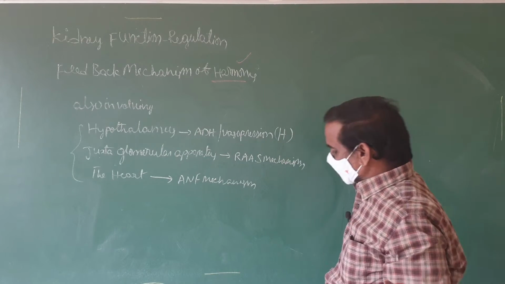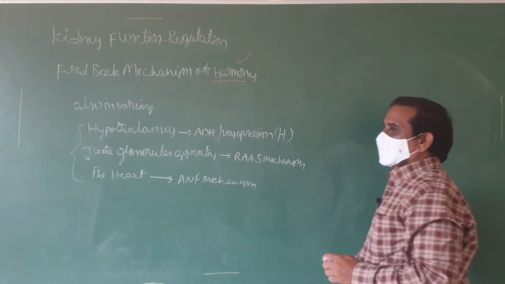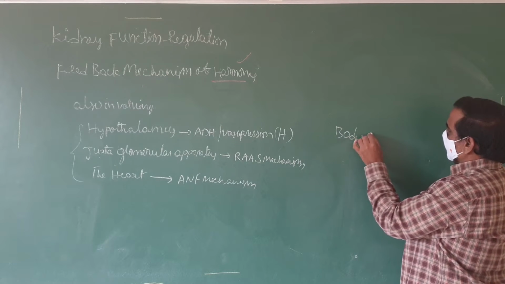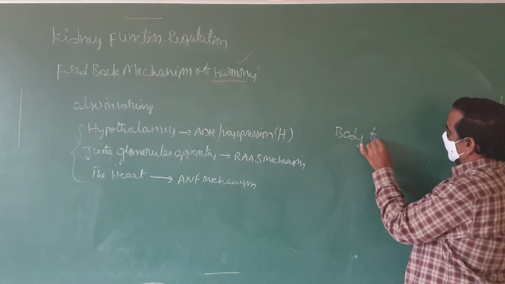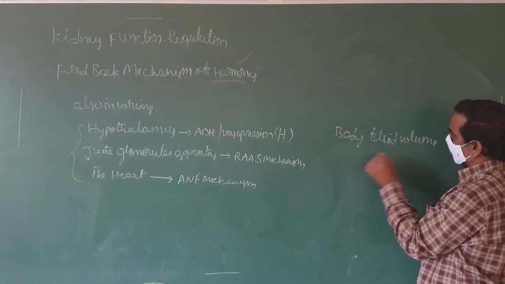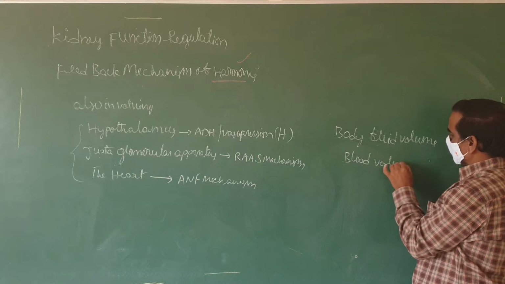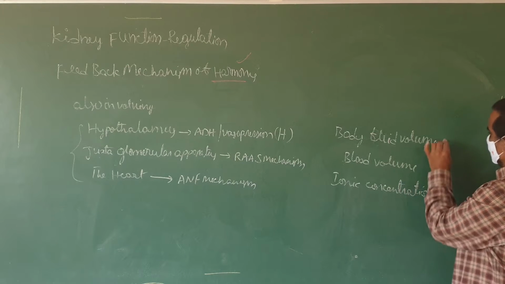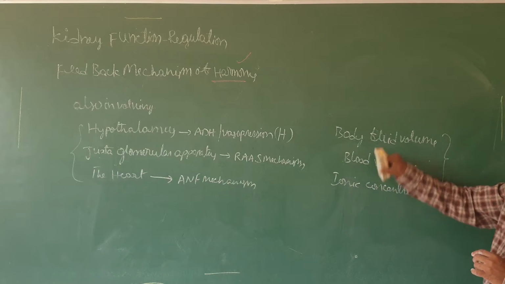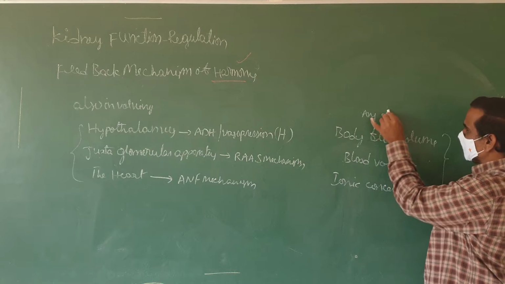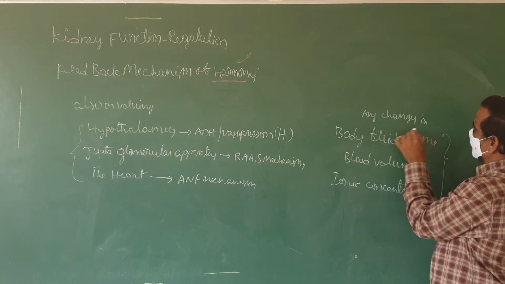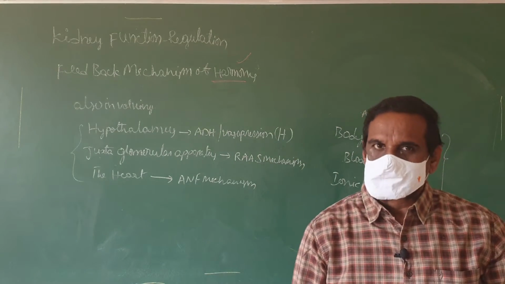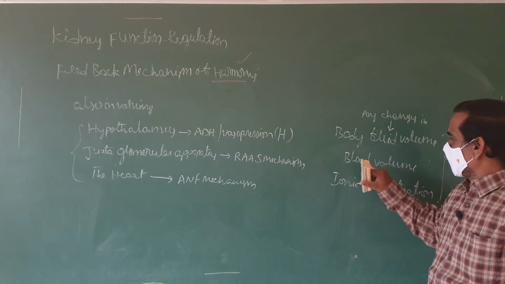And how can these kidney functions be controlled, or how can we observe the changes of osmolarity or osmoregulation? For osmoregulation, the factors are body fluid volume, blood volume, and ionic concentration. Any changes in these three, whether increase or decrease, make this feedback mechanism start its working.